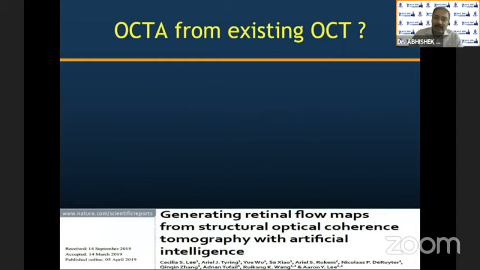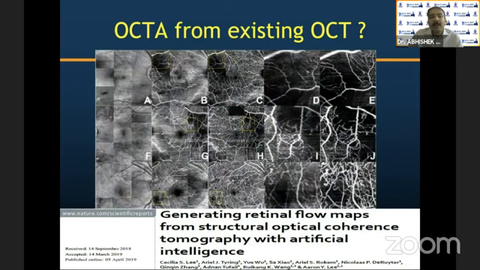A very interesting thing is that artificial intelligence is being used to make an OCTA from a routine OCT image. Even if you don't have an OCTA machine, artificial intelligence will pick up all the vessel shadows and integrate them, and give you a beautiful OCTA representation. This software is not clinically available as of now, but I think it's going to be available pretty soon.